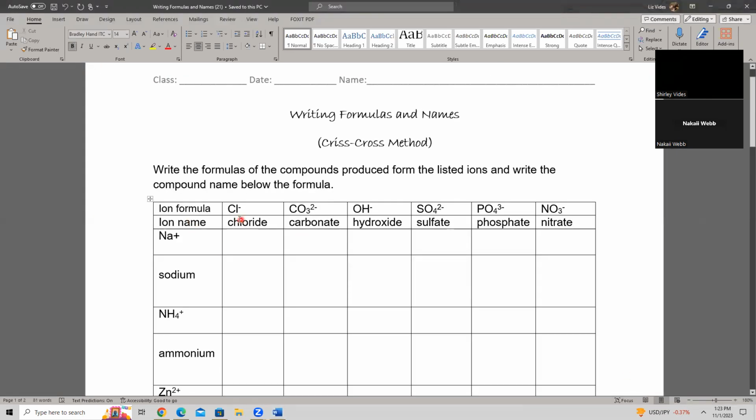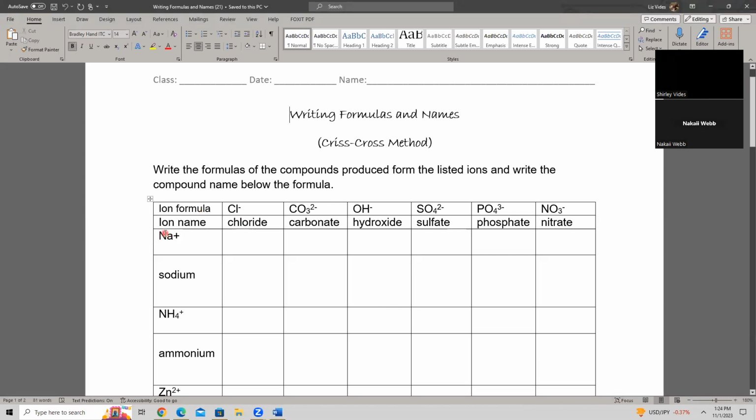All right, so you notice that in each case, you've got the ion formula and the ion name on the top and on the bottom, right? And then here, the ion formula and the ion name on the top and on the bottom also. Okay, so there are certain rules to making compounds. Always put the positive one first.